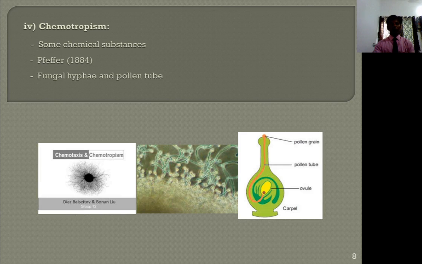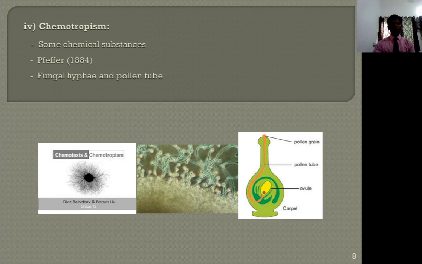These movements are commonly seen in the fungal hyphae and pollen tube; the fungal hyphae and the pollen tube are the best examples of chemotropic movements. In case of fungal hyphae, what is seen? The fungal hyphae are more in number where the nutrients are more available in the agar medium. Another example is the pollen tube.